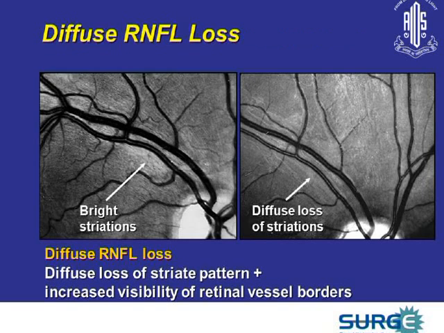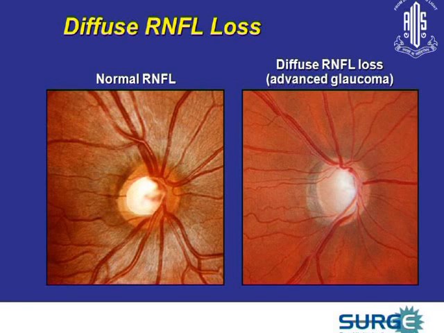And this is an example. Usually there are bright striations here in normal eyes, but when you see blood vessels appearing more prominent because these striations around have reduced, that is a sign of diffuse nerve fiber layer loss. And in more concentrated nerve fiber layer loss, you can see the striations here, hardly any striations here, as in advanced glaucoma, where you lose most of the striations.